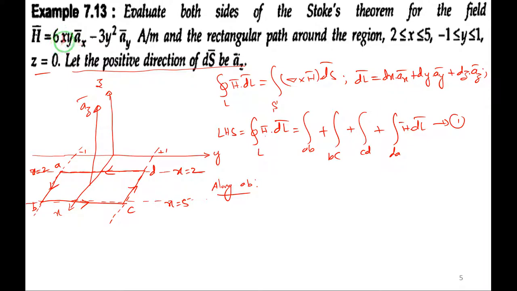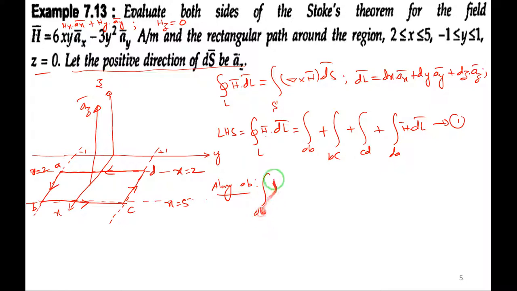Next, the h vector is hx into ax plus hy into ay. What about hz? Hz is 0 here, they have not given it. So hx into ax, hy into ay is the total h vector. Hx is 6xy and hy is minus 3y square, right? Next we take the dot product of h dot dl. Dl is varying only along the x-axis, so dx into ax, dotted with h, gives hx into dx.